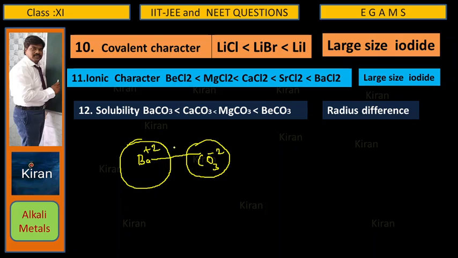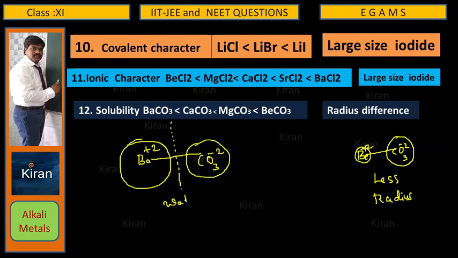Okay, radius difference. We are comparing beryllium carbonate and barium carbonate. Beryllium cation is the smaller one and carbonate is the bigger one. This is the CO3 2-, this is Be 2+. This is the internuclear distance. While comparing with this, the internuclear distance is less, less radius. When the radius difference increases, solubility increases. It can easily decompose and it is easily soluble in water. Solubility is high. Otherwise it is difficult to dissolve in water.